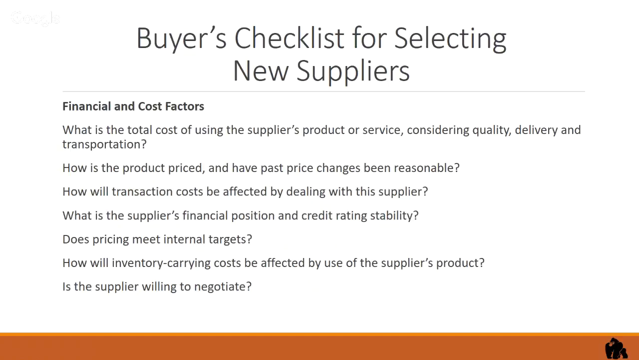How would transaction costs be affected by dealing with a supplier? A lot of people forget that. If you need to wire money, that's not a free service. You need to talk to your bank with respect to how much it costs to wire some products over. Make sure you calculate that into your pricing. Where's the supplier's financial position and credit rating? Are they just about to go bankrupt? Who knows? You need to find out. We talked about it in a previous thing. Do your background checks.